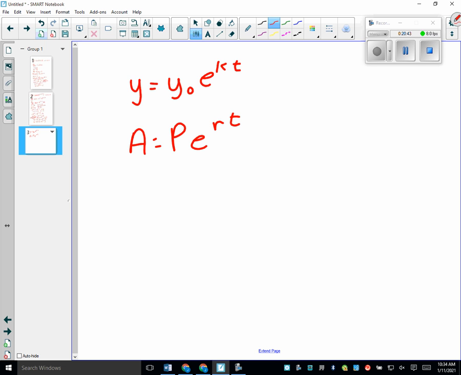Exact. My final amount is y. My beginning amount, principal was p, beginning amount a. k is my constant of change, which is the percentage rate. t is time.